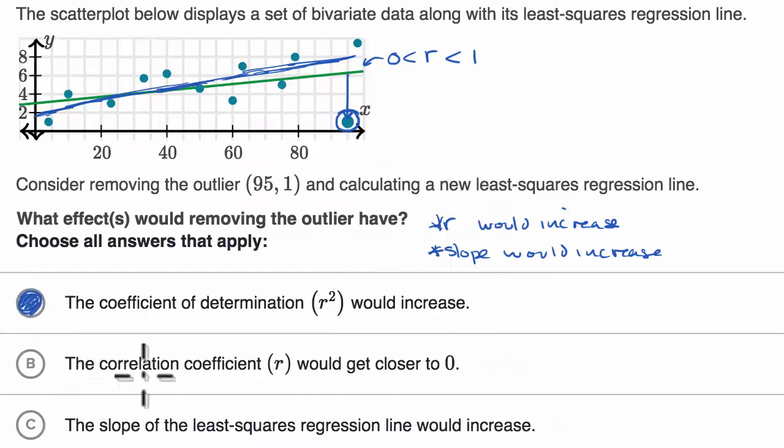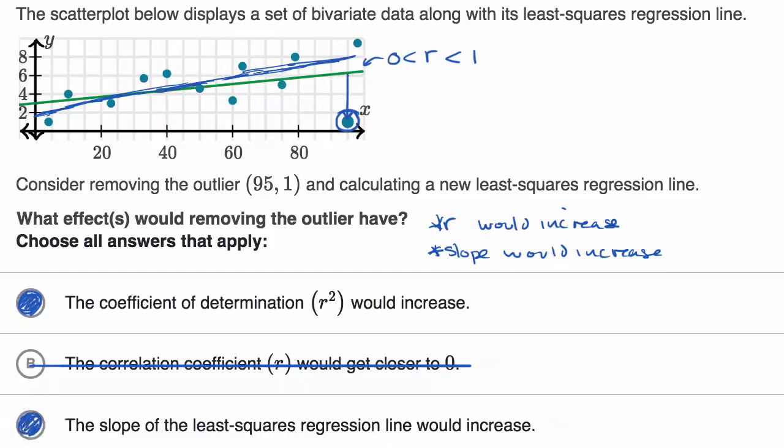The correlation coefficient R would get closer to 0. No, in fact, it would get closer to 1 because we would have a better fit here. And so I will rule that out. The slope of the least squares regression line would increase. Yes, indeed. This outlier is pulling it down. If you take it out, it'll allow the slope to increase. So I will circle that as well.